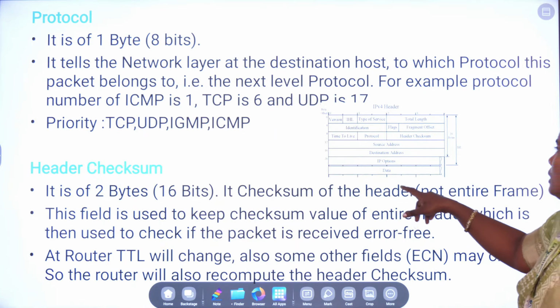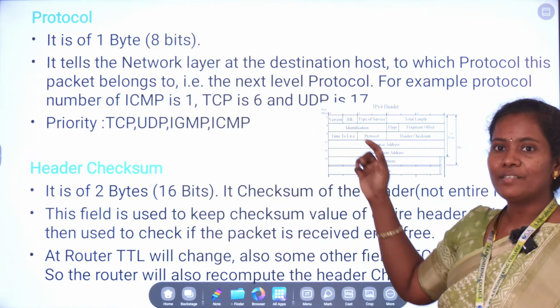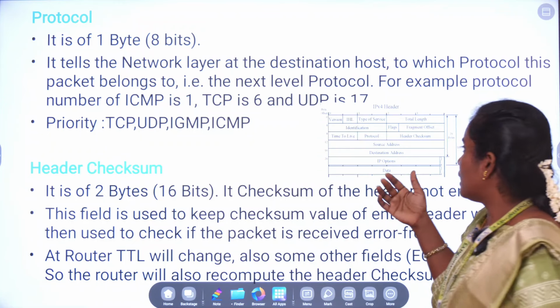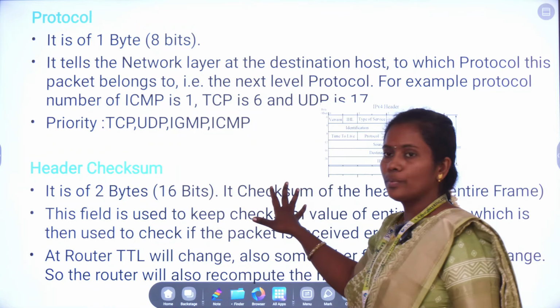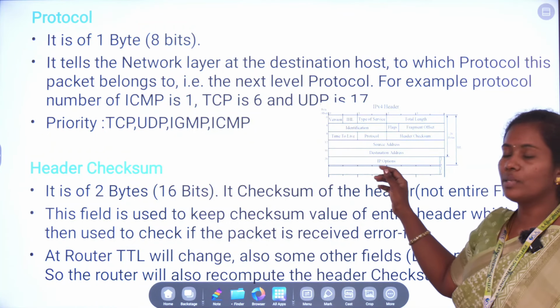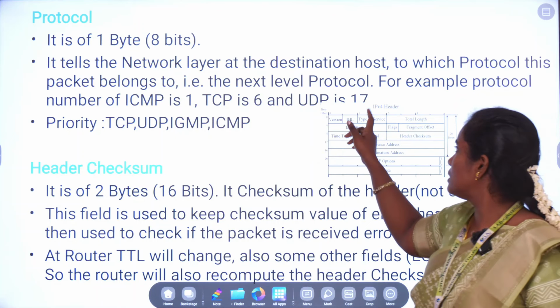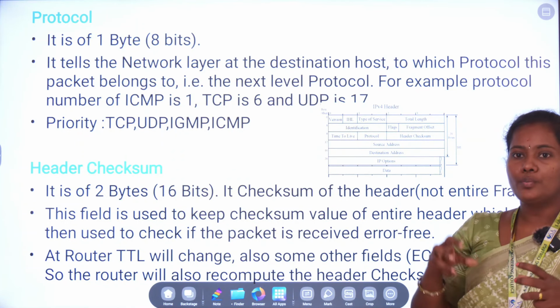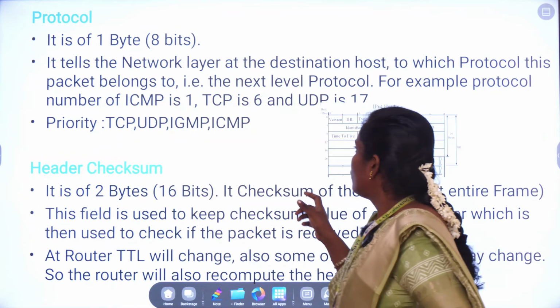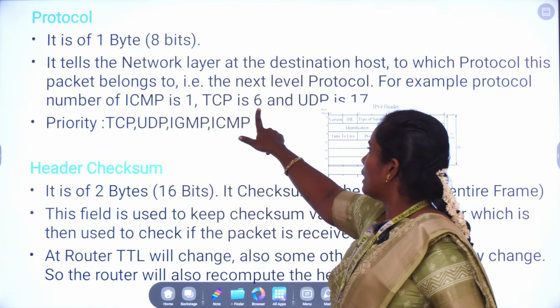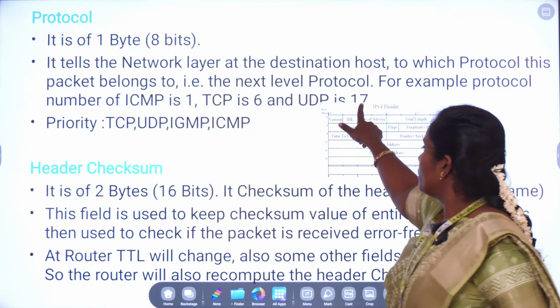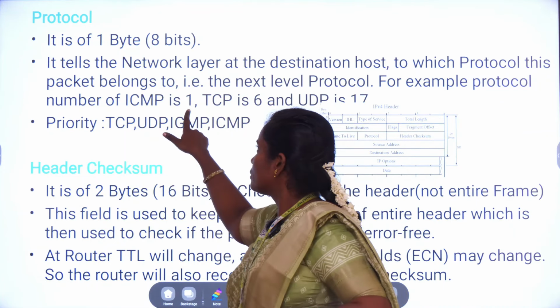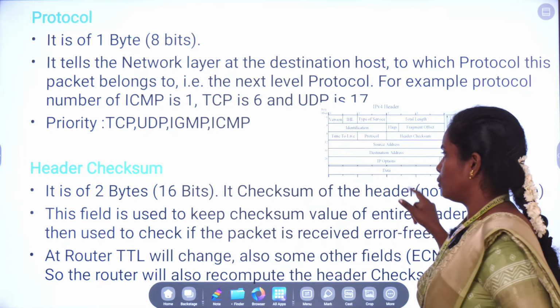Next thing is protocol. It contains 1 byte, 8 bits, and identifies the transport layer protocol. In the transport layer we have all the details about the protocol, whereas in the network layer it contains only protocol numbers. For example, 1, 6, 17. Based on the protocol number, we can identify which protocol this packet belongs to. For TCP, the protocol number is 6. For UDP, the protocol number is 17. For ICMP, the protocol number is 1. For IGMP, the protocol number is 2.